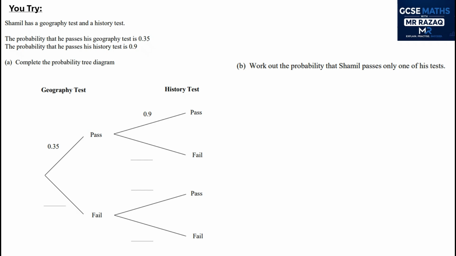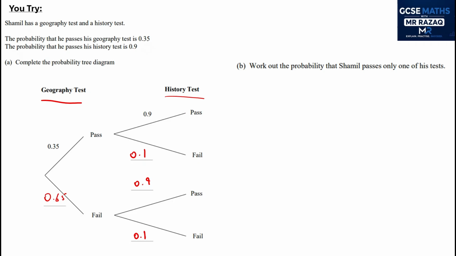As you can see, the geography test is independent of the history test. So the probability of passing the geography test would be 0.35, and failing would be 0.65. And for history, if passing is 0.9, then failing would be 0.1, and it would be the same thing over here, so 0.9 and 0.1. Then we'll go to part B.